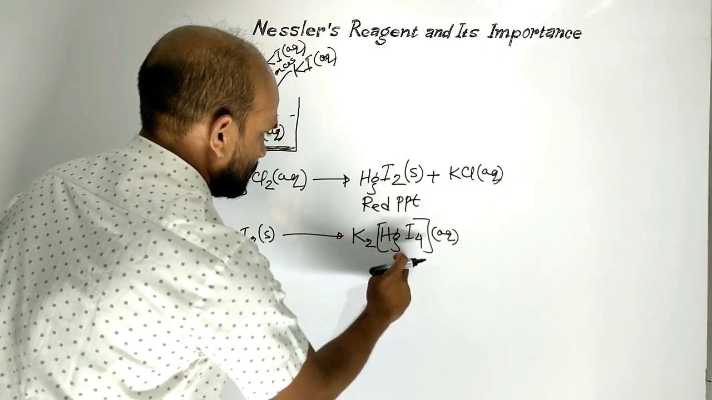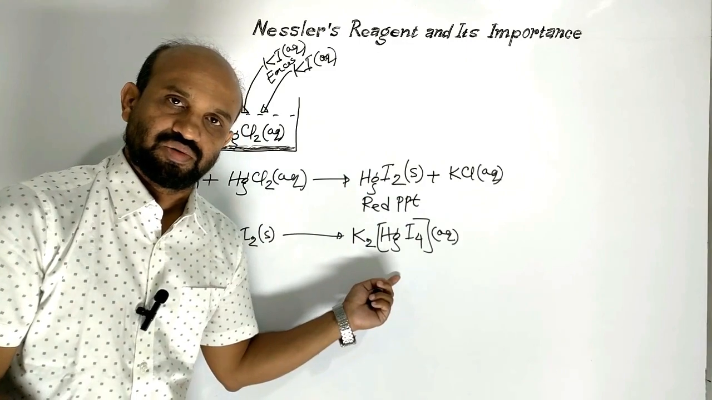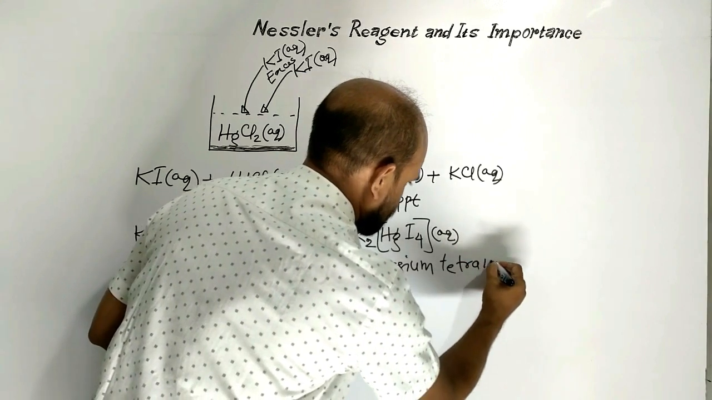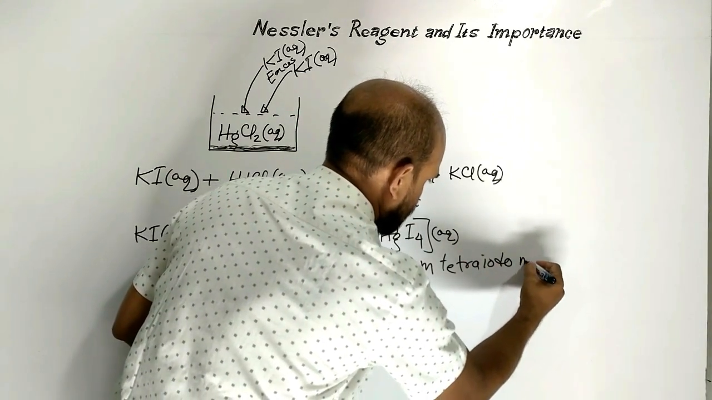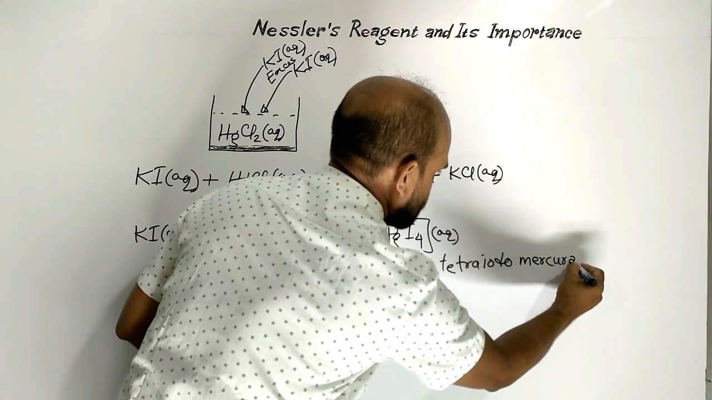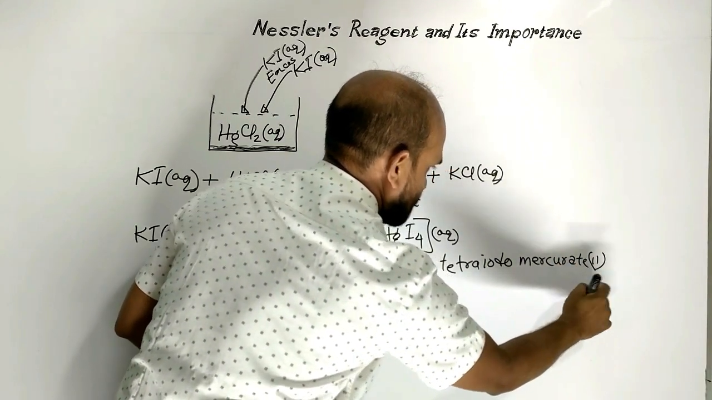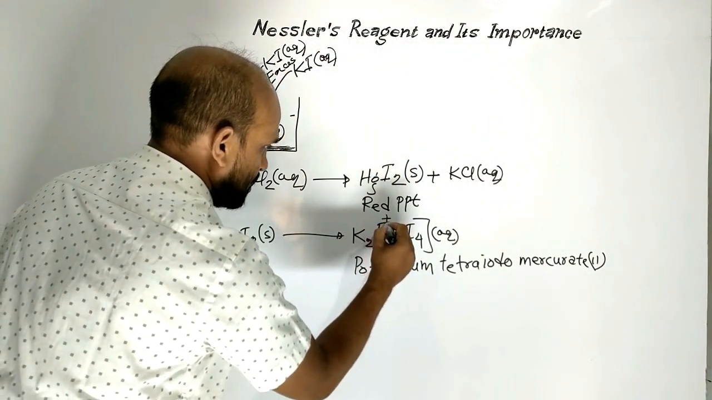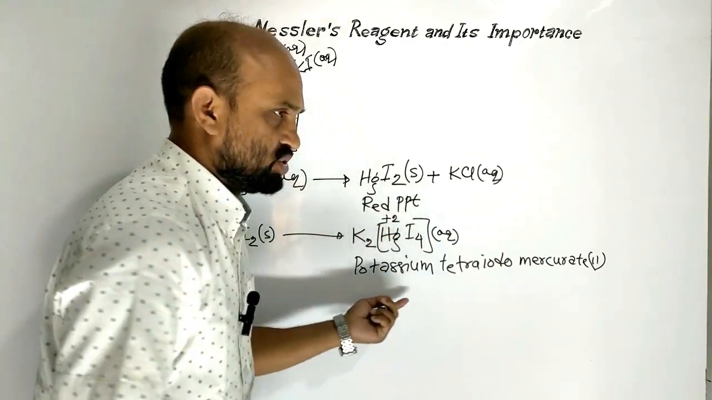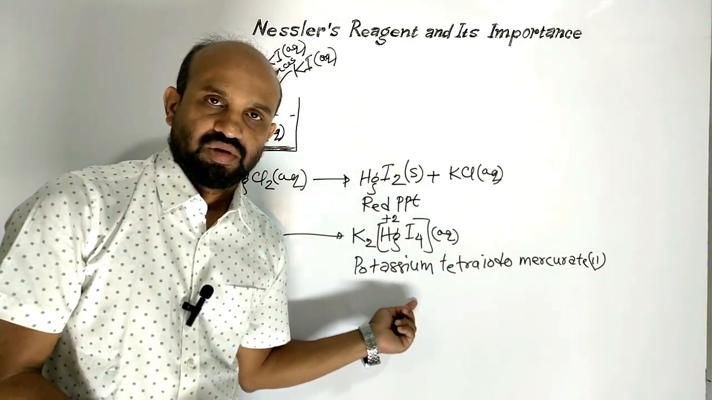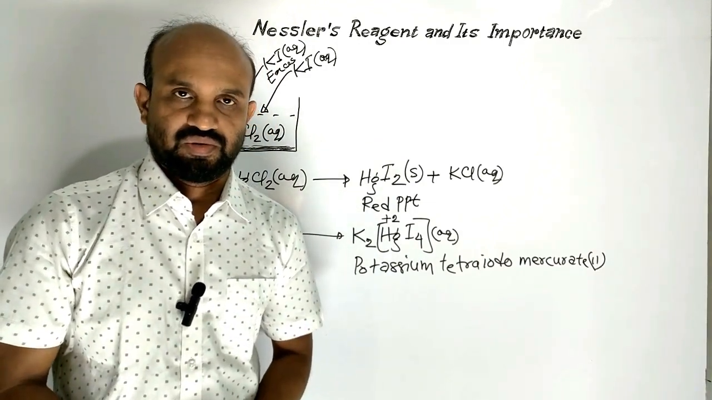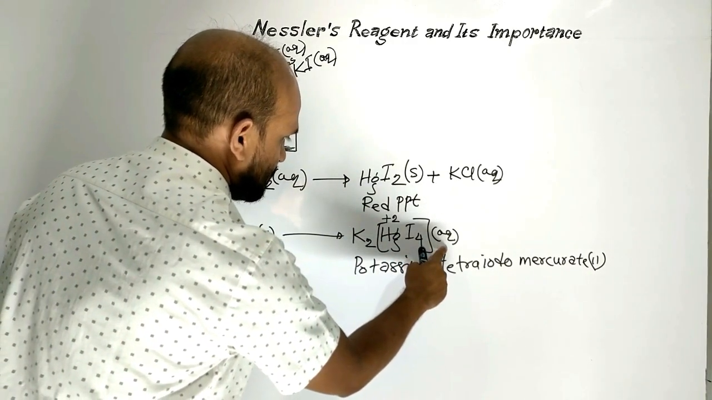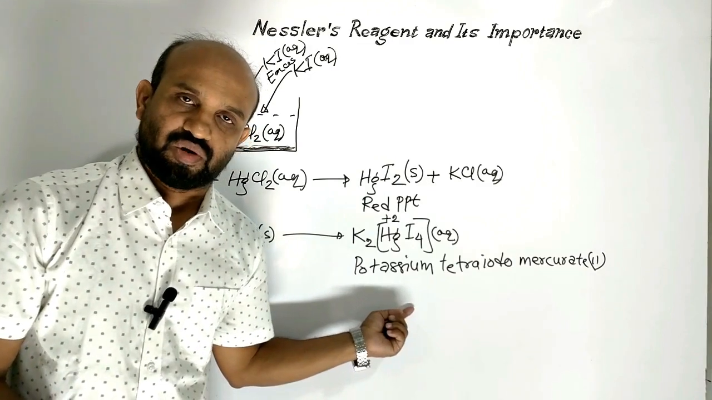Its name is potassium tetraiodomercurate 2. Here 2 is used because in this compound the oxidation number of mercury is 2. That is why 2 is used. Potassium tetraiodomercurate 2 is soluble in the solution. Soluble potassium tetraiodomercurate 2 is formed.